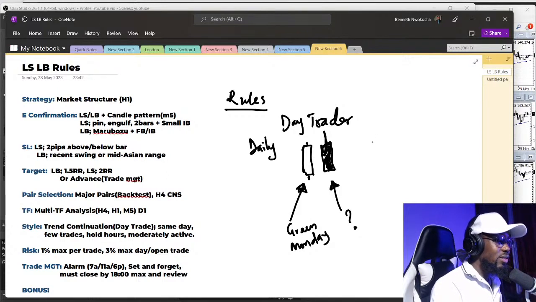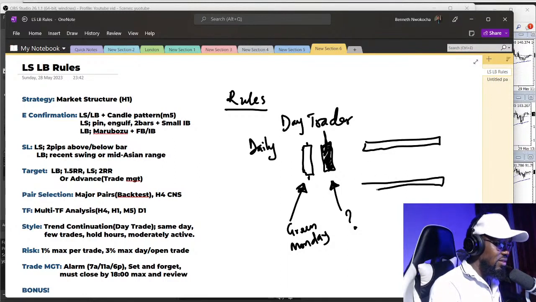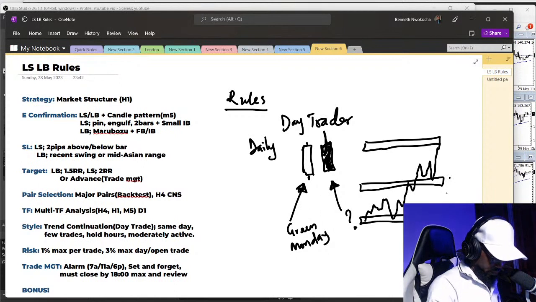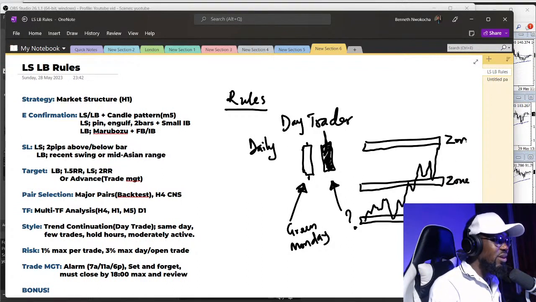There's something we call area of sensitivity. On your chart, you should be able to draw zones. These are areas where the market is moving from. It's going up, it's coming down, it's going up. It gets to this one, it breaks it, it goes to the next one. These are areas of sensitivity. This is the first zone. This is another zone. This is another zone. Call it whatever you like, whether you call it support and resistance, supply and demand, or whatever. But this is a zone.